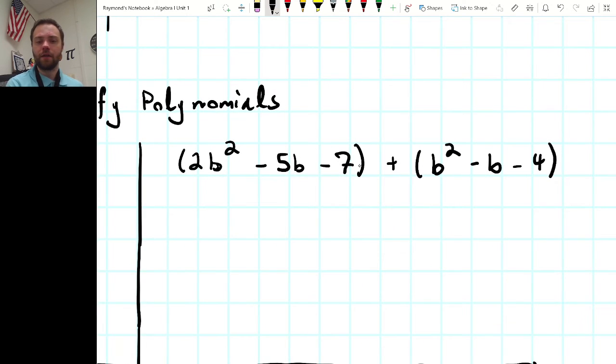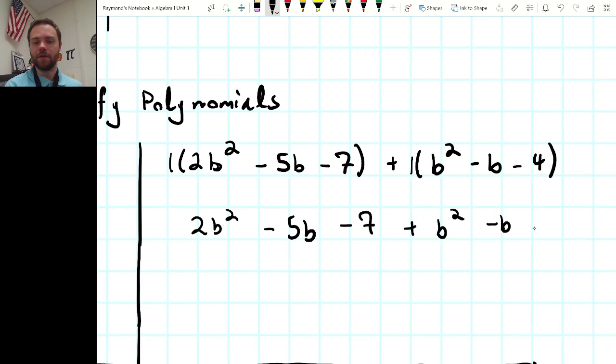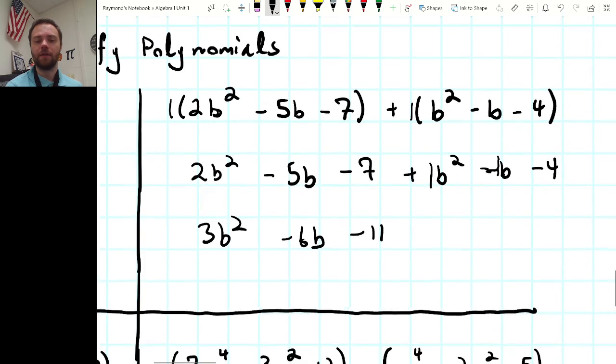And then over here, there's only positive ones to distribute. So I'm just going to get the same thing with the parentheses broken and a plus sign between. So I've got 2b squared minus 5b minus 7 plus b squared minus b minus 4. So anytime you see a -b, the number in front is understood to be a 1, so that's -1. So I've got 2b squared plus 1b squared, so that's going to be 3b squared. -5b minus 1b is going to be -6b. And then -7 minus 4 is going to be -11. Okay? And I'm finished.